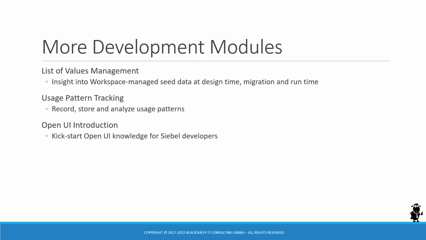For developers, there are more chapters that you can use, such as information about the intricacies of list of values management, which is now workspace managed seed data, and how it behaves at design time, migration, and runtime. Another great chapter to understand Siebel better is usage pattern tracking, which allows us to record, store, and analyze the clicks and the events that users trigger on the system.